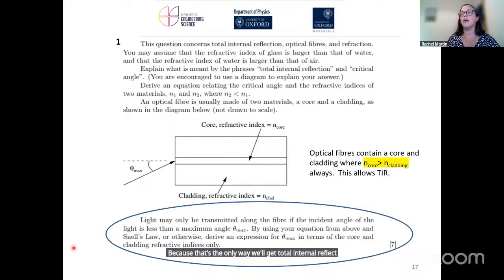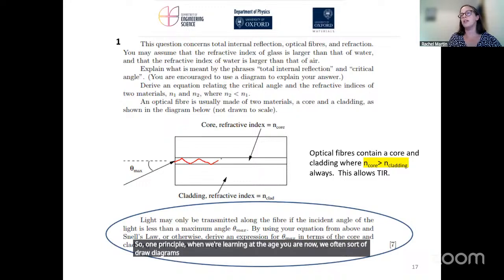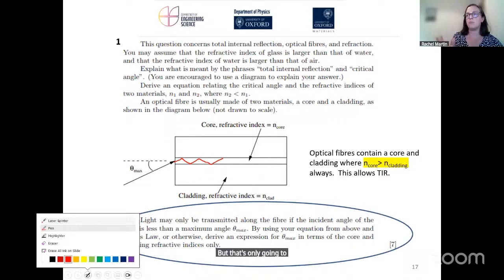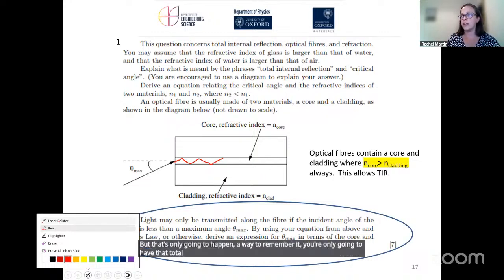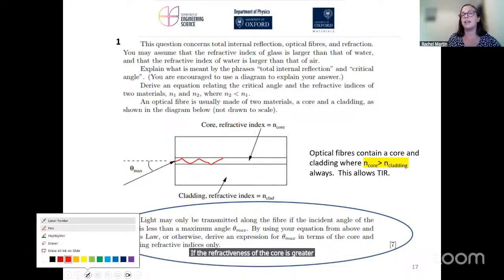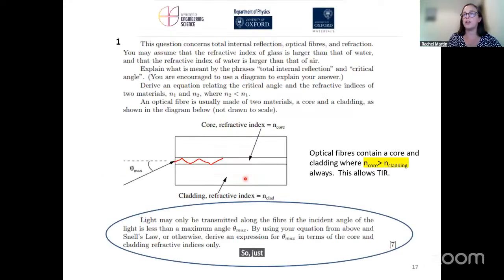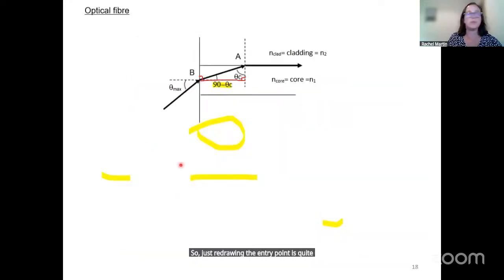One principle, when we're learning it at the age you are now, is that we often draw diagrams of total internal reflection. That doesn't always happen exactly like that with multiple reflections, and we'll actually model it in a simpler way today. A way to remember it: you're only going to have that total internal reflection if the refractive index of the core is greater than the cladding. So just redrawing the entry point is quite helpful in terms of solving this question.